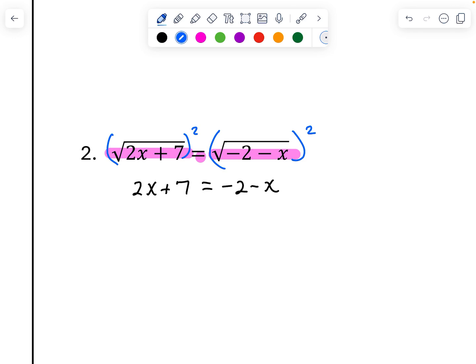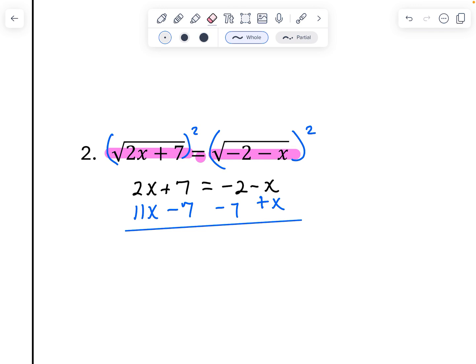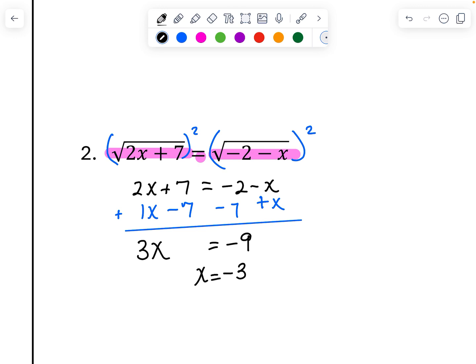Again, what I would do is move the x because I like my x leaders to be positive, and I would move the 7 as well. That looks sloppy, where I put the plus 1. I wrote the plus 1 because people sometimes don't add the 1. So that gets us 3x is equal to negative 9. So x is equal to negative 3.